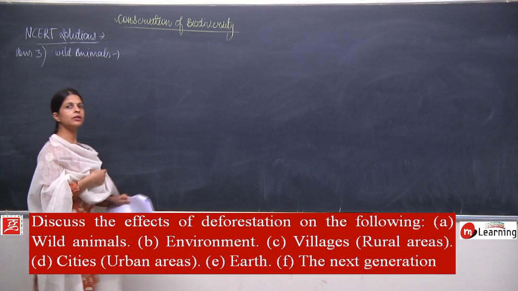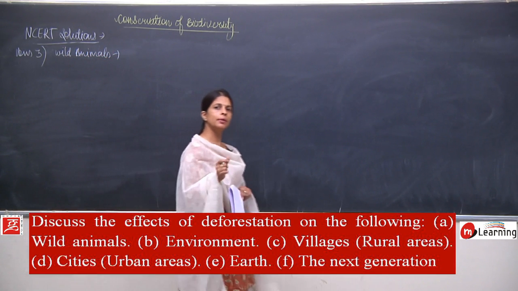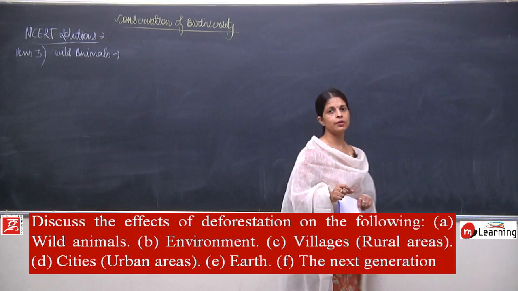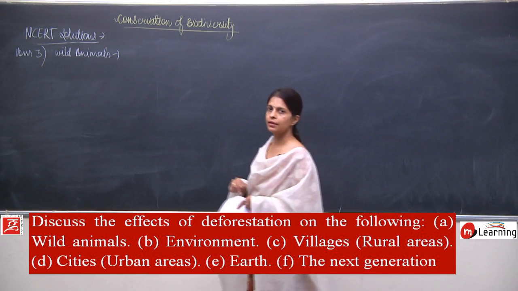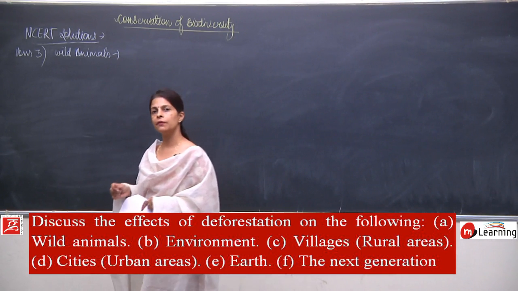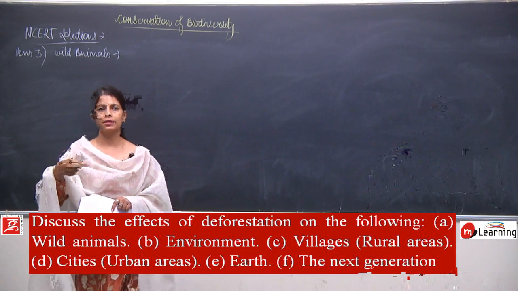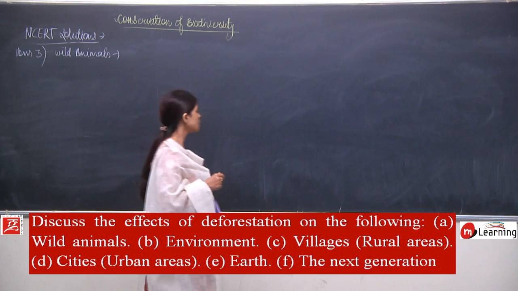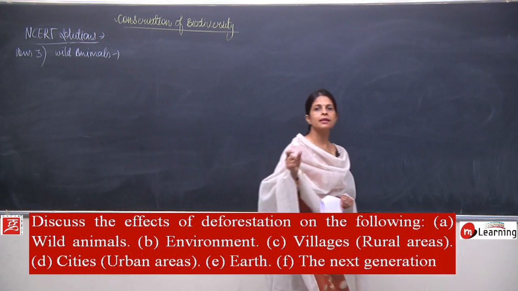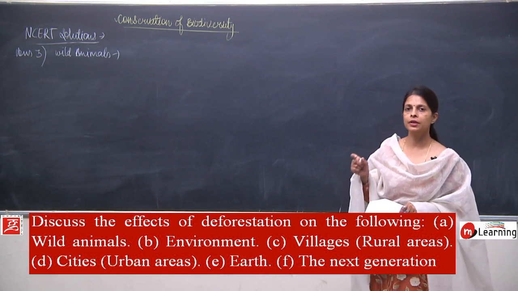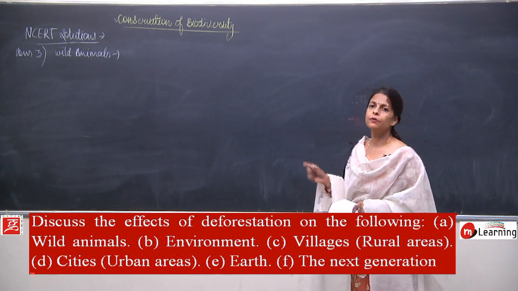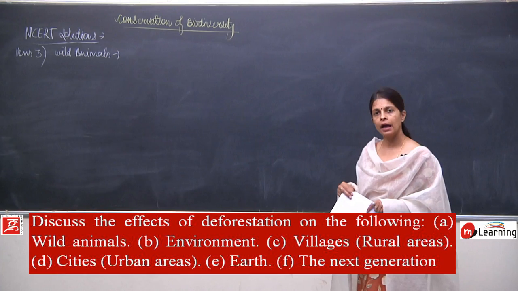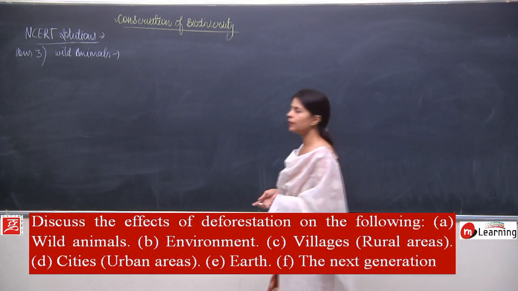So what actually is the question, children? The question is, if deforestation takes place, if humans keep on cutting the trees, what will be the effects? They have given certain points, A, B, C. The first point is, if deforestation takes place, how will it affect the wild animals? How is deforestation going to affect wild animals?